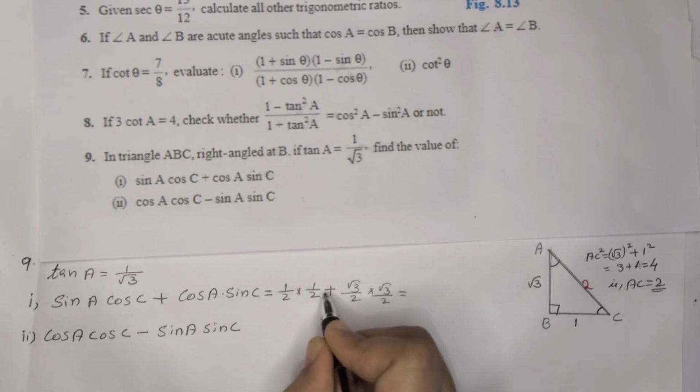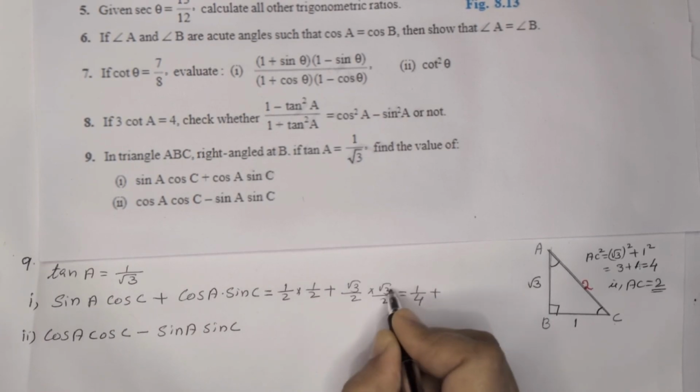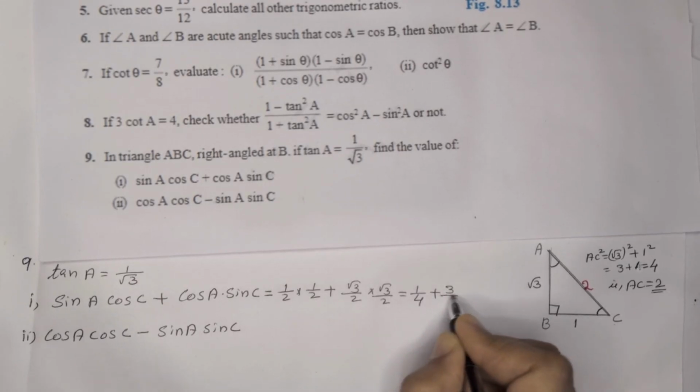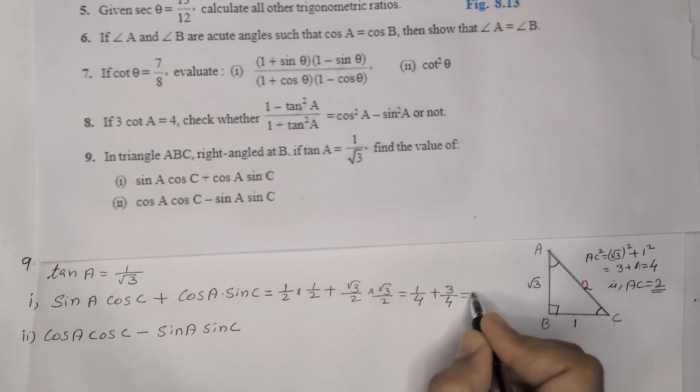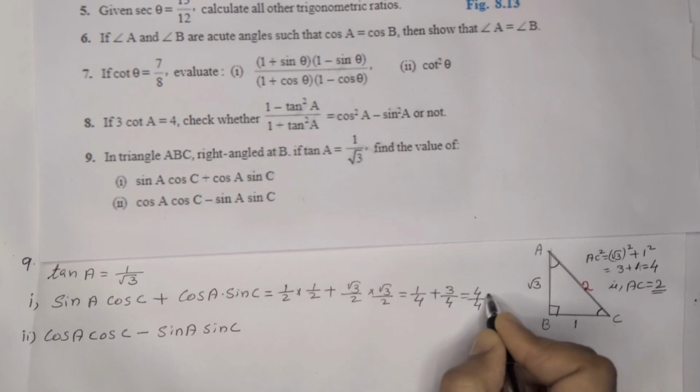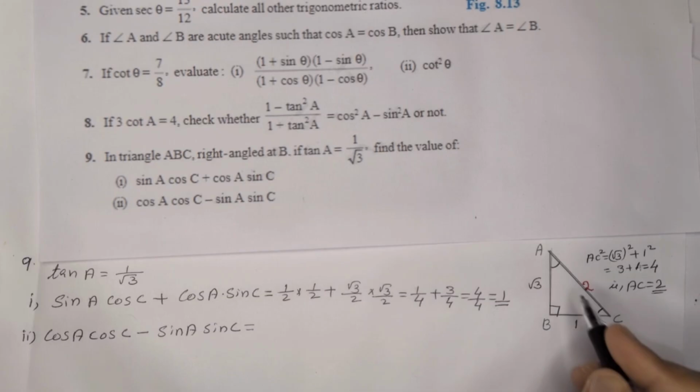When we are doing this, 1 by 2 into 1 by 2 is 1 by 4, plus root 3 into root 3 by 2 into 2 is 3 by 4. So 4 is the common denominator, 1 plus 3, 4 by 4. That is equal to 1. Now the second part, cos A minus cos C. Value of cos A. Cos means adjacent by hypotenuse.